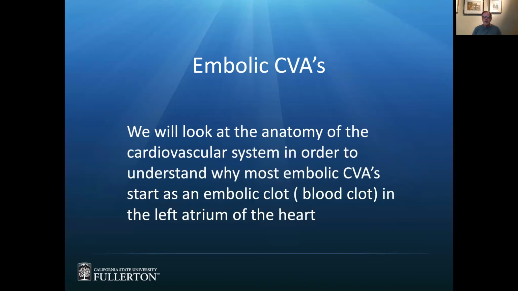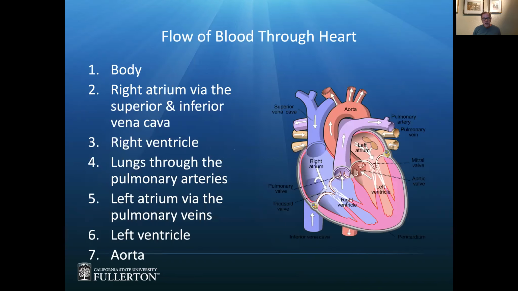Now, in order to understand fully how an embolic CVA results in a stroke, we need to look at the anatomy of the cardiovascular system. And so we're going to do that now. Basically, again, cutting down to the bottom line, in an embolic stroke, this clot forms on the left side of the heart, and almost always it would be in the atria of the heart. So let's look at the heart.